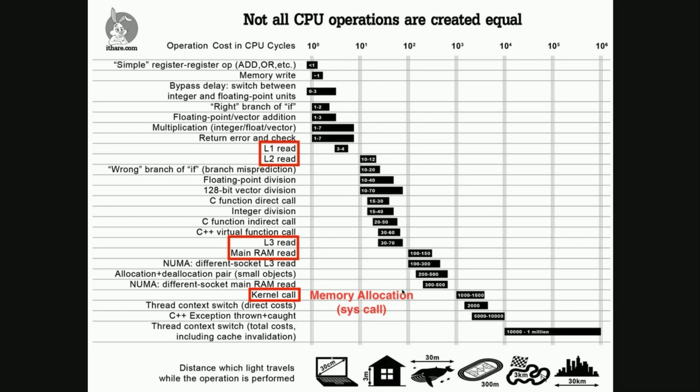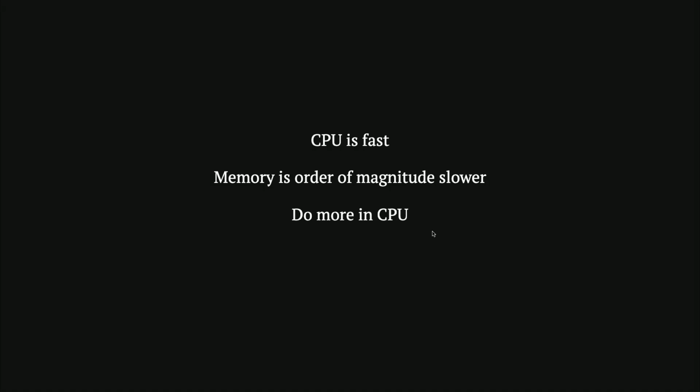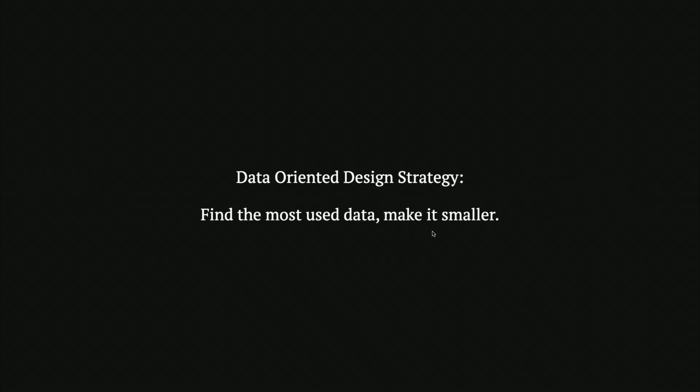1,000 times slower. So in a typical computer, the CPU is really, really fast. It's like 1,000 times faster than the memory, and memory is an order of magnitude slower. So what you want is to do more in the CPU and do less in memory. The data-oriented design strategy is: find the most used data, make it smaller. I'll say it again. In a program, find the most used data, and then try to make it smaller in memory and do fewer memory allocations.